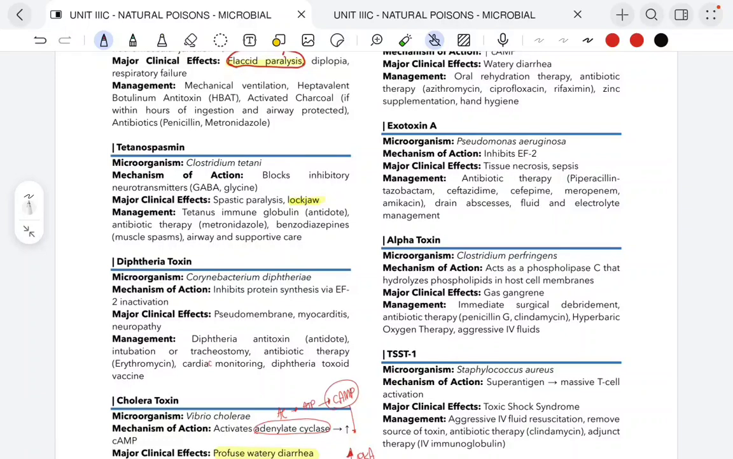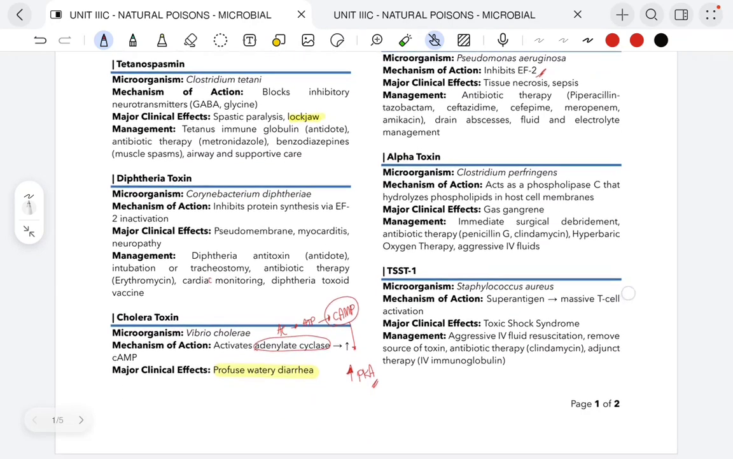The next one, we have exotoxin A. So it is produced by your Pseudomonas aeruginosa. So it inhibits your elongation factor 2, causing tissue necrosis and sepsis. So for antibiotic therapy, we can use the following. We have your piperacillin tazobactam, we have your ceftazidime, cefepime, meropenem, and we have your amikacin. And of course, since we have tissue necrosis, we can drain the abscesses present in the skin, and then we can also provide fluid and electrolyte management.